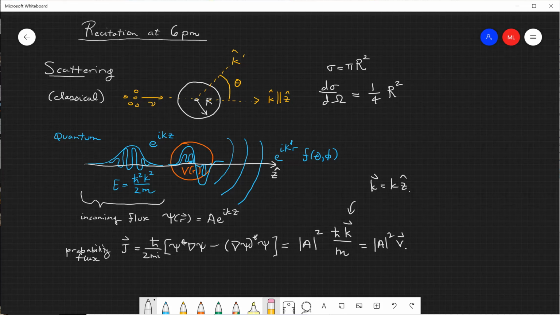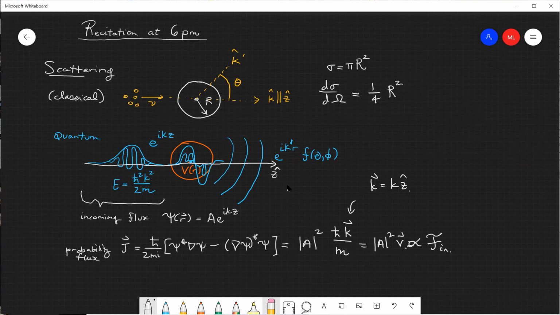This must be, since a squared is going to be a probability, right? And the velocity, then if we multiply by the total number of particles that are coming in, we should get the flux. So this is proportional to, I should say, the incoming flux that we discussed last time. Okay, so that's good. And now we want to understand what happens when there is a potential. So any questions so far?